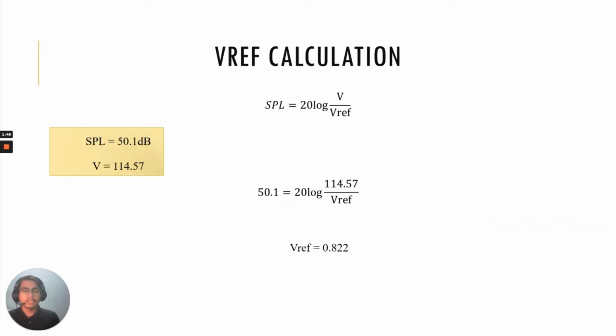So for the VREF calculation, we have the formula where SPL equals 20 times log V divided by VREF. From the previous result, we got the SPL, which is 50.1 decibels, and for V we got 114.57. So we substitute the values into the formula and got VREF equals 0.822.